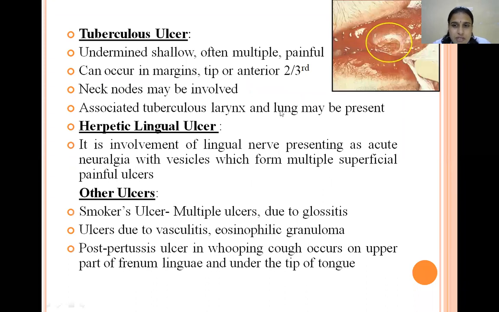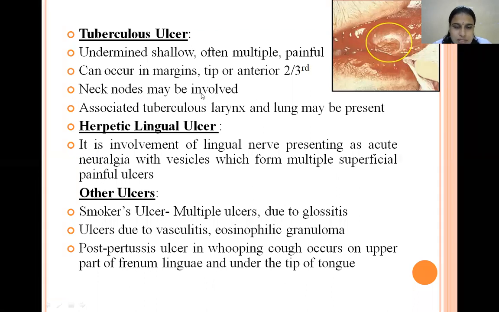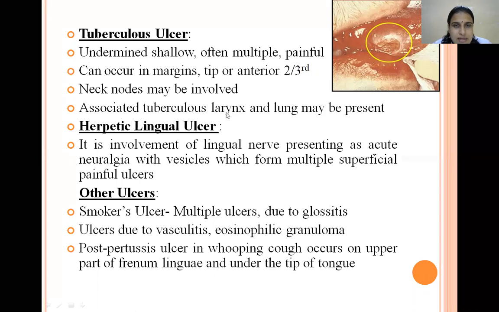Next, coming to tuberculous ulcers, again there will be multiple painful ulcers here with undermined edges. They are not very deep. They occur mostly on the tip and on the margin. Here again, the important thing is involvement of the neck lymph nodes, which have secondary tubercular changes. Associated tuberculosis of the larynx and lung may be present, may not be present.